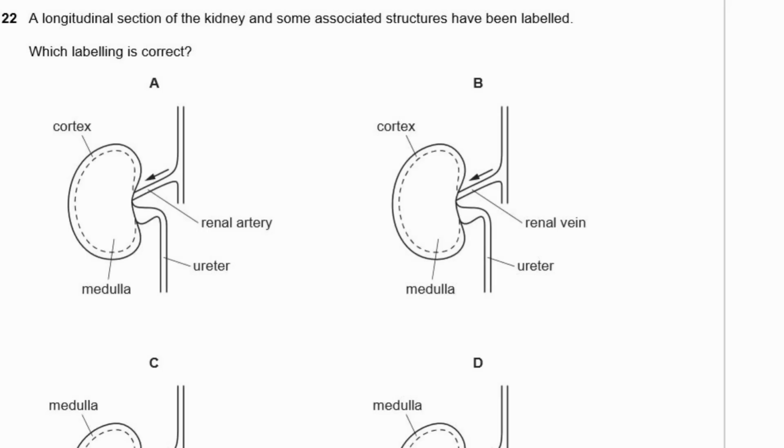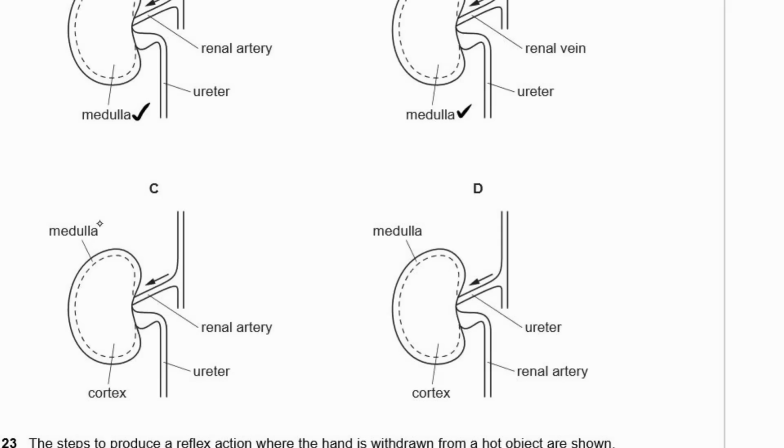Question 22. A longitudinal section of the kidney and some associated structures have been labeled. Which labeling is correct? Okay, so first of all, cortex is on the outside and medulla is on the inside. So that looks correct, that looks correct. Here, that looks correct, that looks correct. And with C, medulla, that's not correct, and that's not correct, that's not correct, that's not correct. So we're just looking at A or B.